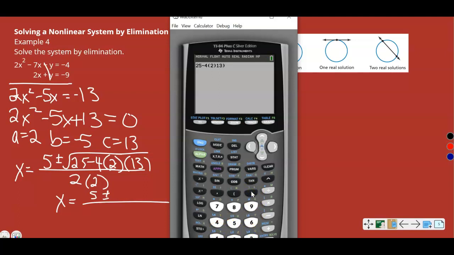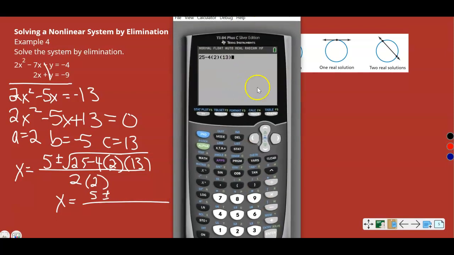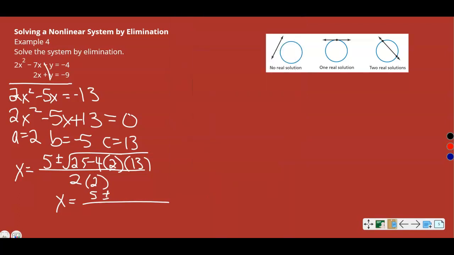The part underneath the square root is called the discriminant. Remember from Algebra 1, if the discriminant is positive, that means you have two real solutions. If the discriminant is 0, you have one real solution. If the discriminant is negative, you have no real solution. So we got negative 79. So that's the square root of negative 79, and 2 times 2 is 4. Because this number is negative, that means we have no real solutions.